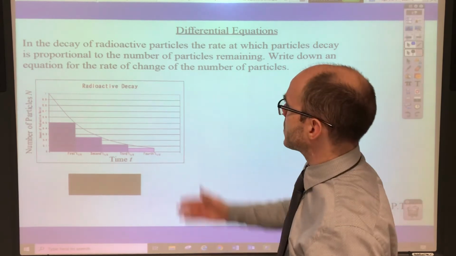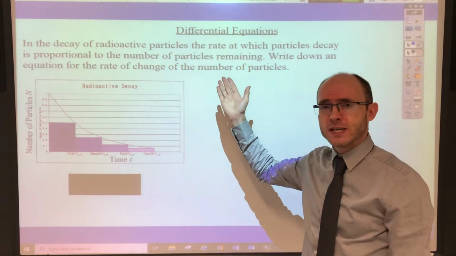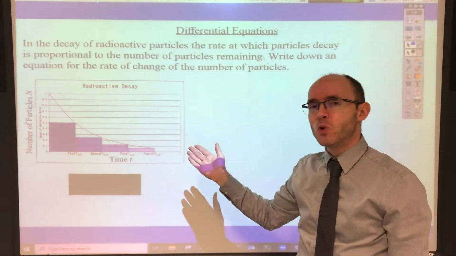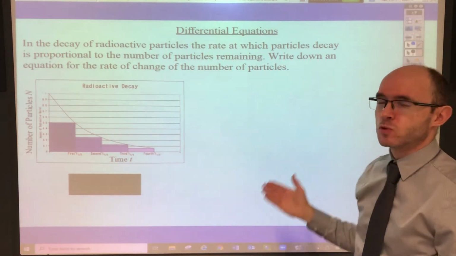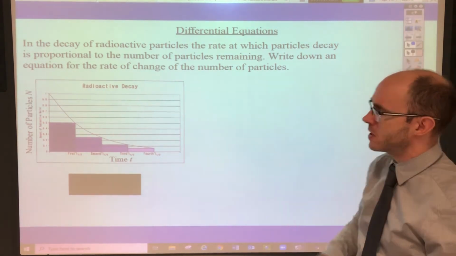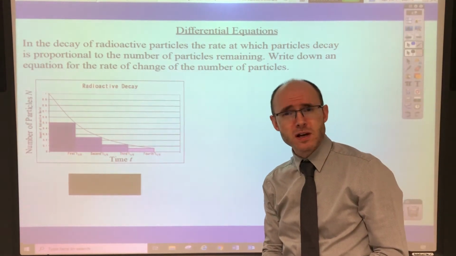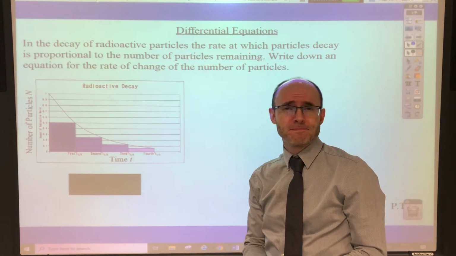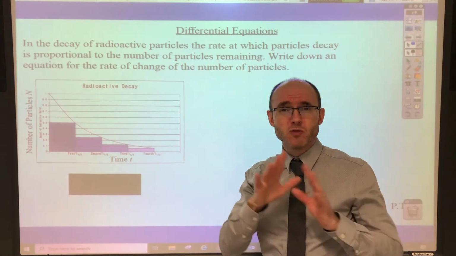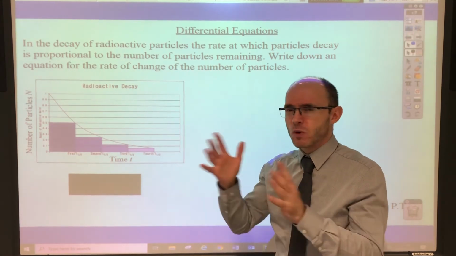Here it says: in the decay of radioactive particles, the rate at which particles decay is proportional to the number of particles remaining. Write down an equation for the rate of change of the number of particles. Looks like a really complicated question, doesn't it? However, there's no work required, you just have to be able to write down your answer.